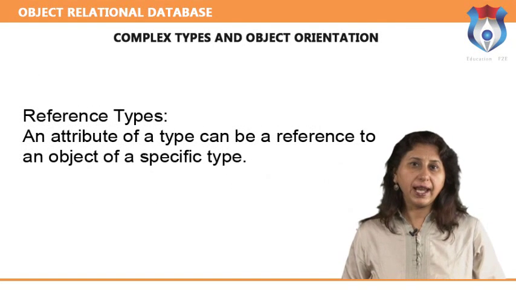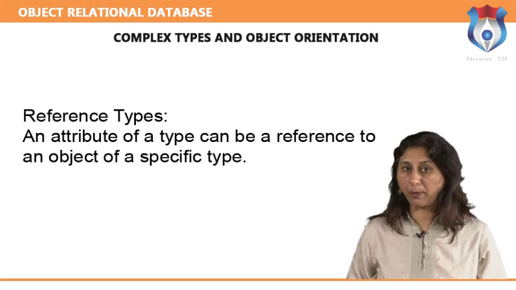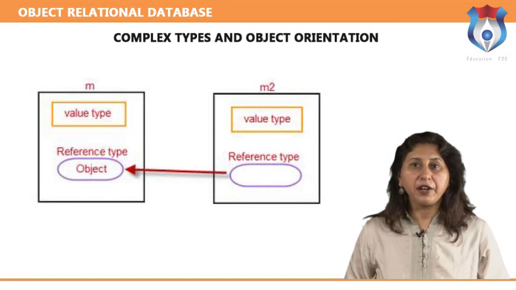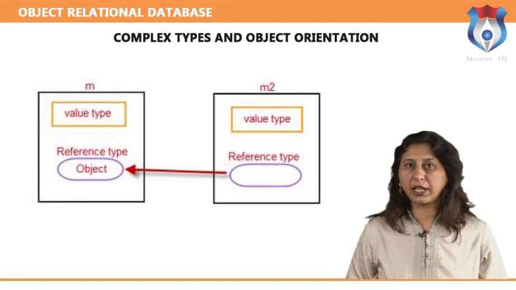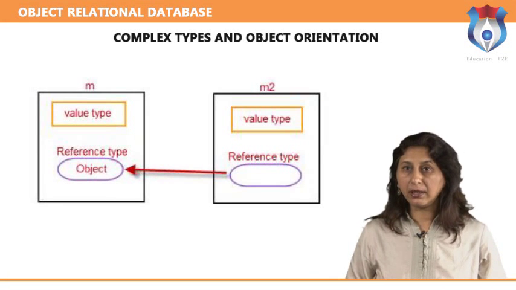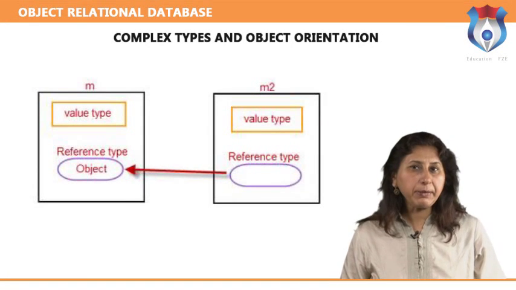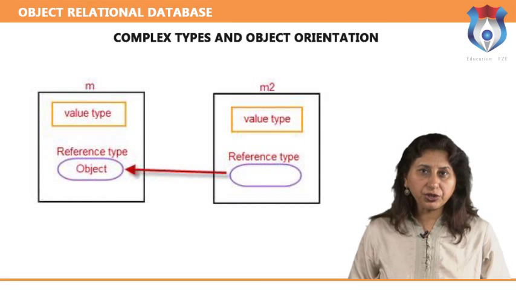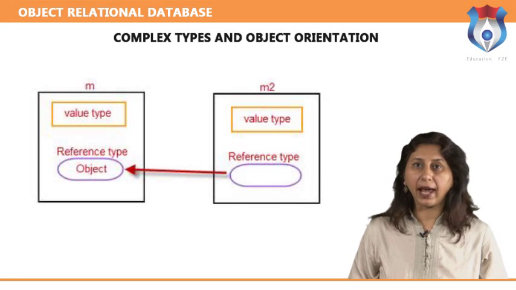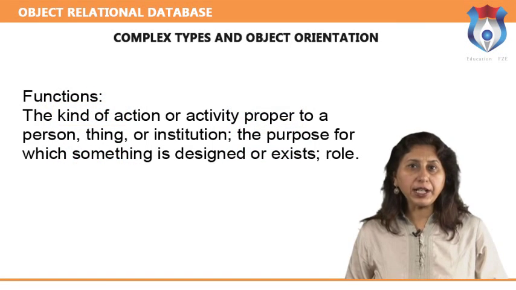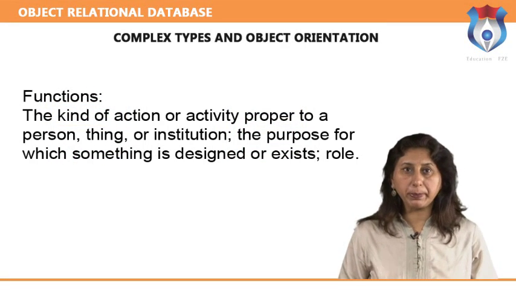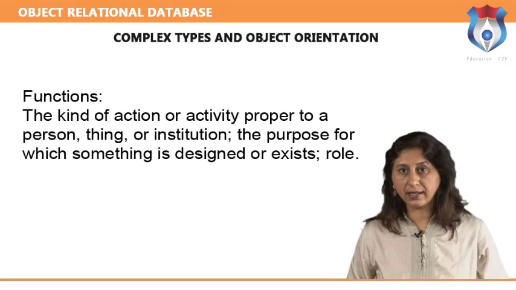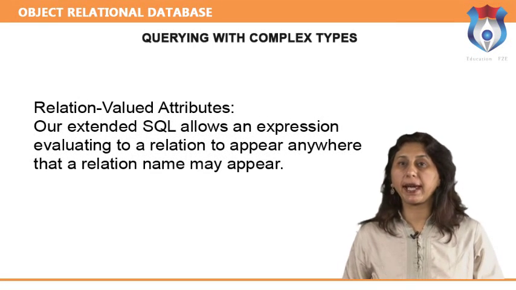Reference to objects. An attribute of a type can be a reference to an object of a specific type. Example: ref(person). Reference to tuples: tuples of a table can also have references to them. Example: ref(people). It can be implemented using the primary key or a tuple ID. SQL3 uses identity for tuples and oid for objects. Querying with complex types.